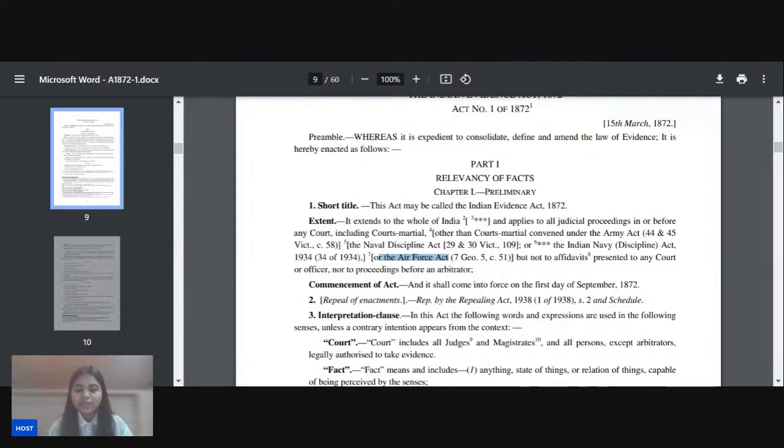And the Indian Evidence Act does not apply to proceedings before an arbitrator also, right? Why do you think it does not apply to proceedings before an arbitrator?